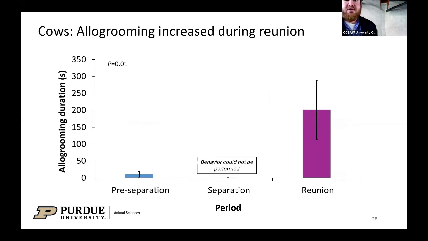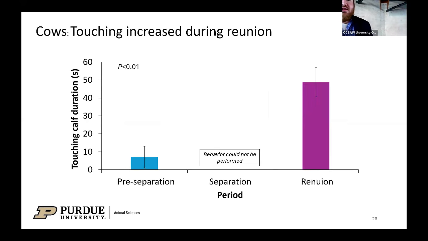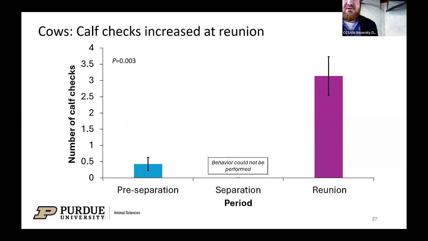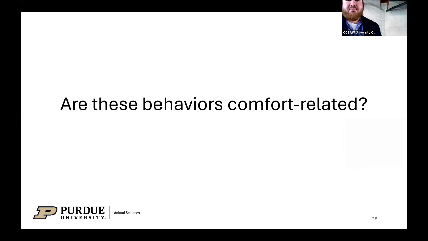Allogrooming increased during reunion compared to the pre-separation phase, as it was not possible during separation. Touching increased during reunion as well, with duration in seconds being on the y-axis. Calf checks increased at reunion compared to pre-separation. So when we lump these behaviors together, these 3, we begin to wonder, are these comfort-related behaviors for the cow? These are maternal behaviors, and one could even go as far to say they may reflect a return to a positive affective state.